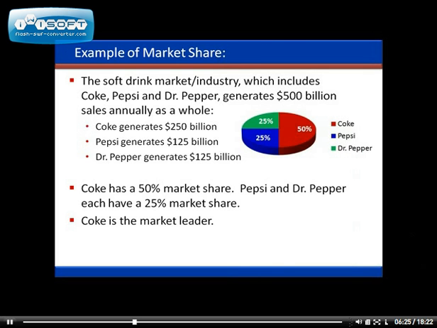You'll see that Pepsi generates $125 billion along with Dr. Pepper. And so what we can conclude here is that Coke has a 50% market share in the soft drink market industry, while Pepsi and Dr. Pepper have a 25% market share in that particular industry. And what we can clearly see is that Coke is a leader in the soft drink market industry.